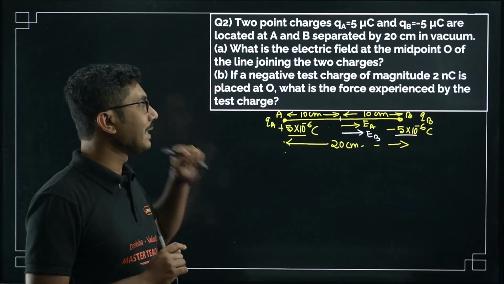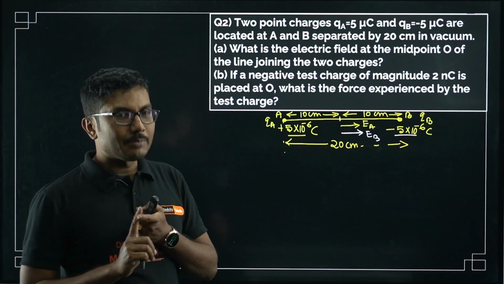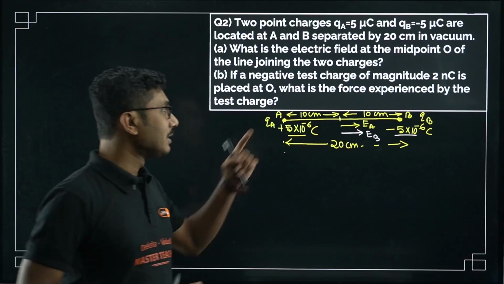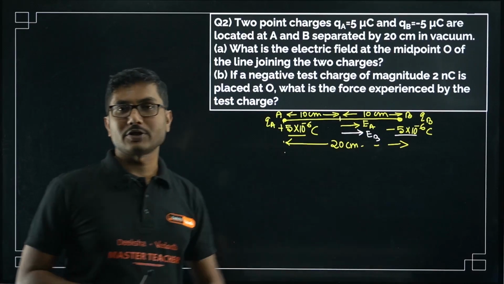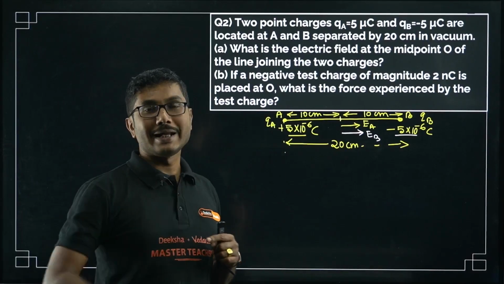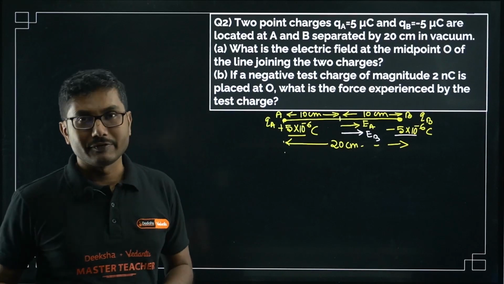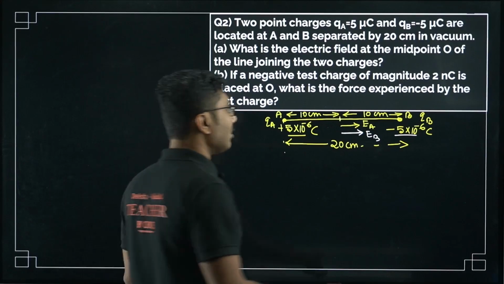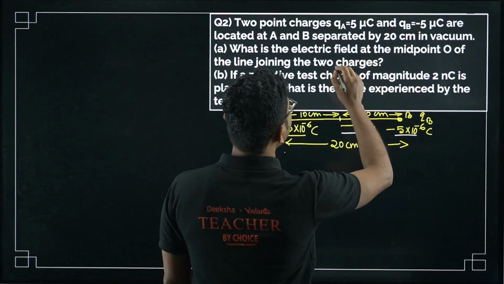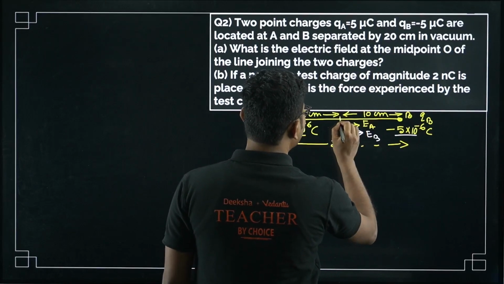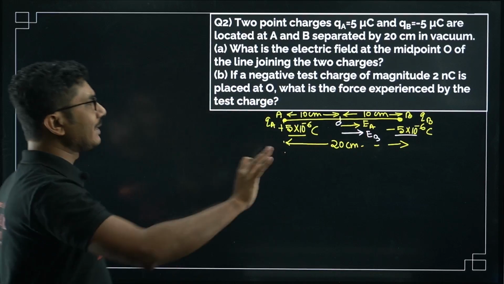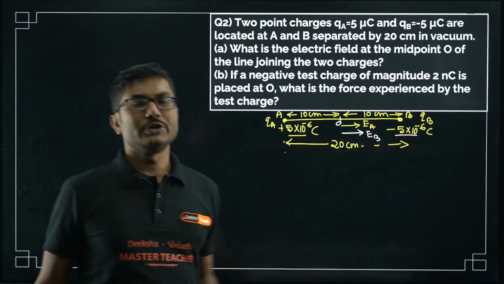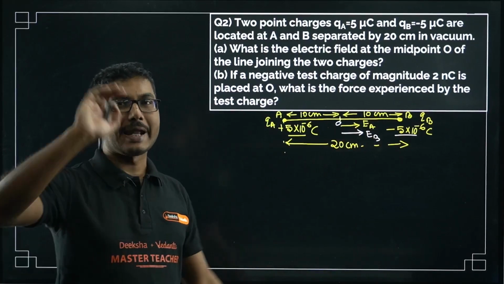Okay, but in case of electric field, the sign of the charge is not important, the direction of the field is important. The sign of the charge gives you the direction of the electric field. Do not put a negative sign while calculating the electric field, because you already know which direction it is acting in. The midpoint is O, given in the question, so both electric fields are along OB. This is a vector quantity, so you have to mention the direction as well.